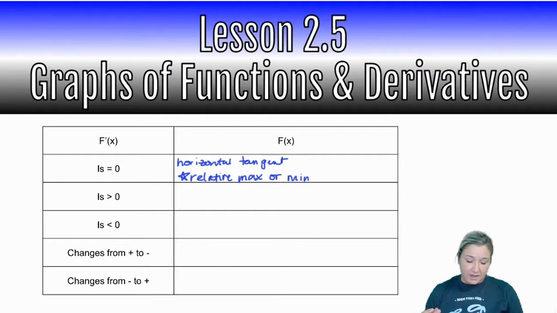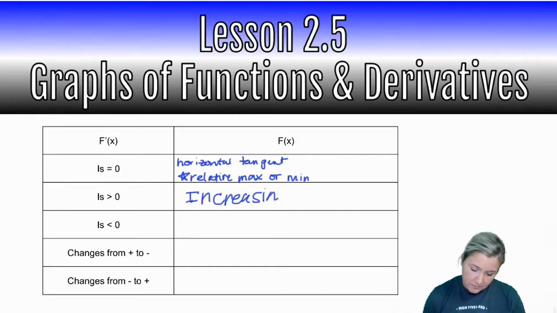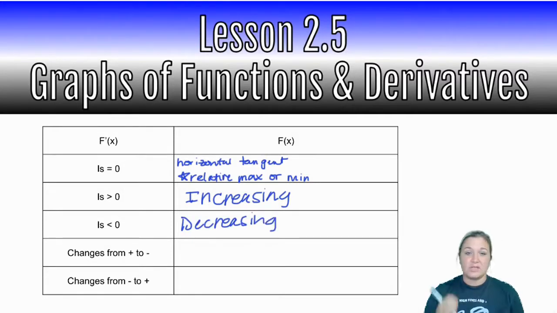And then if f prime of x is greater than 0, that means that the slope is greater than 0, which means the graph of the function is going to be increasing. And if f prime of x is less than 0, that means that the slope of the tangent line is negative, which means it's going to be decreasing. By decreasing, I mean the original function is going to be decreasing.